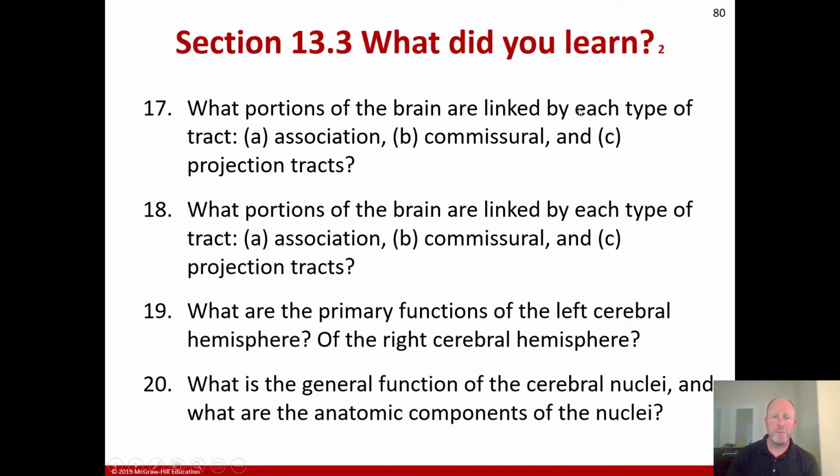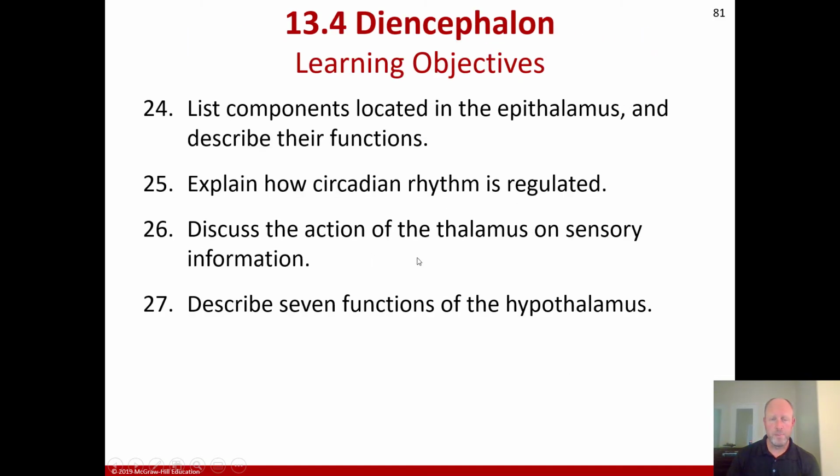What portions of the brain are linked by each type of tract: association, commissural, and projection tracts? What are the primary functions of the left cerebral hemisphere, of the right cerebral hemisphere? What's the general function of the cerebral nuclei, and what are the anatomic components of the nuclei? We'll come back for the diencephalon in section 4 shortly here.